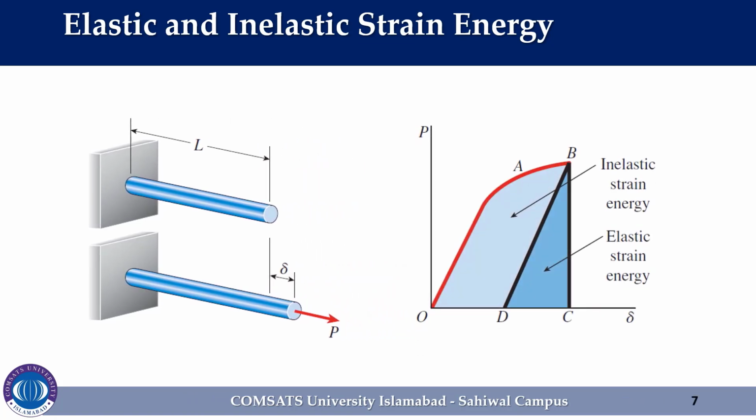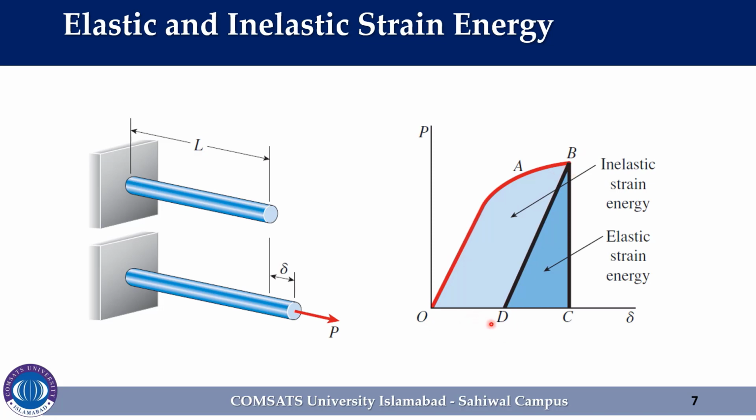During loading, the work done by the load is equal to the area below the curve, that is the area OABCDO. When the load is removed, the load displacement diagram follows the line BD if point B is beyond the elastic limit, and a permanent elongation OD remains.